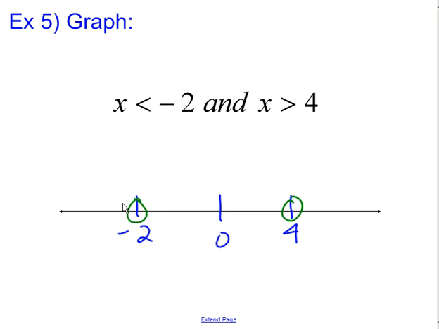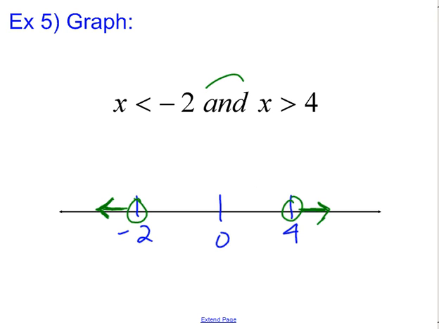So this is x is less than negative 2. Well, x is less than negative 2 is going to go away from the 0. We're going to go in that direction, the opposite direction, right? And it says x is greater than 4. So that's going in this direction.